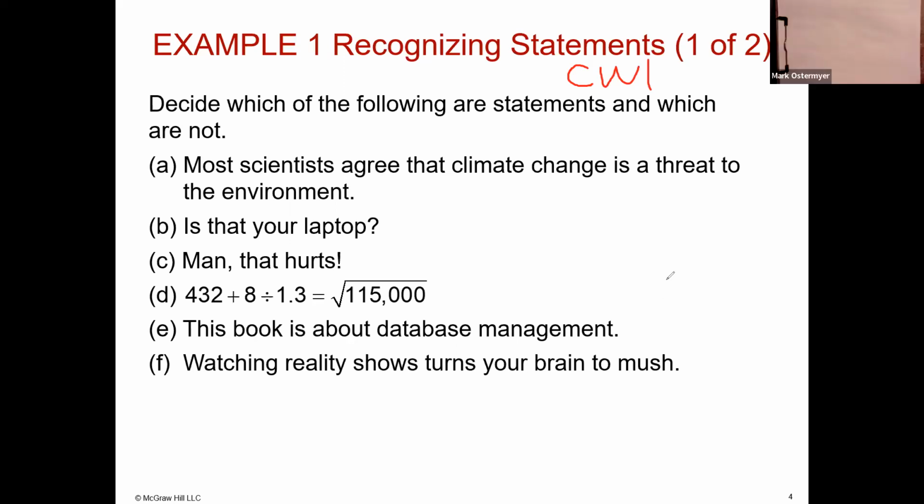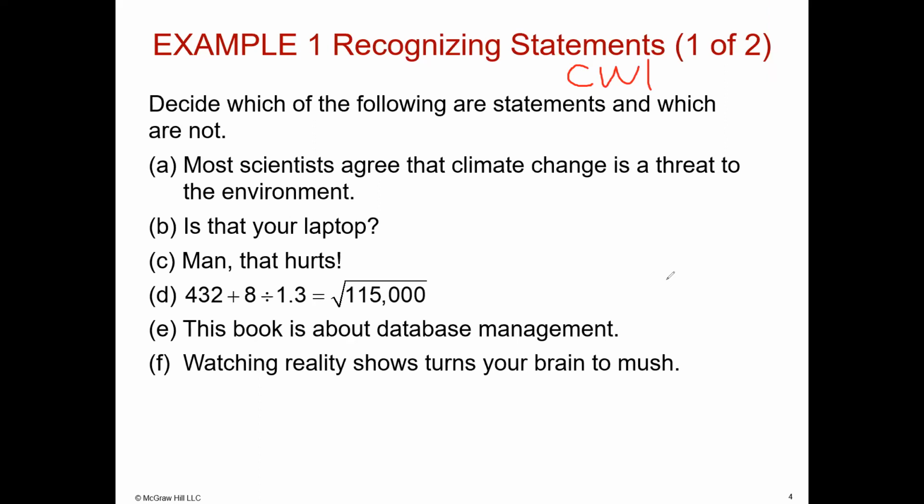All right, ladies and gentlemen, let's take a look at these here. Number A, most scientists agree that climate change is a threat to the environment. Do you believe that's a statement? Anybody? Statement. What's that? Statement.